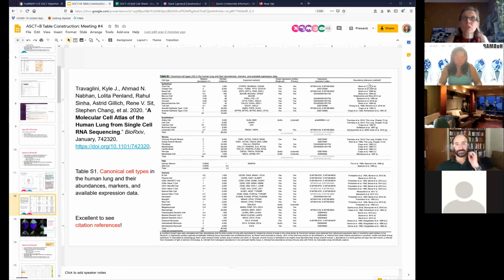You also have in this particular work links to relevant papers. So again, it's excellent to see those citation references. And again, a nudge to those who design the ASCT tables to keep track of provenance. So if there are papers that report the usage of certain markers for certain cell types, please do provide that information. Try to get it into that table. I know right now this might not be easy, but I think you can find a way or just get back to us with different suggestions.